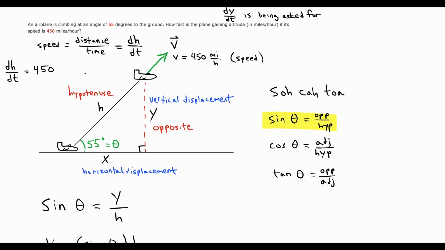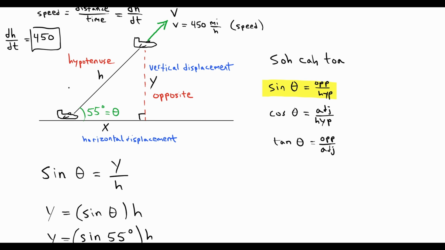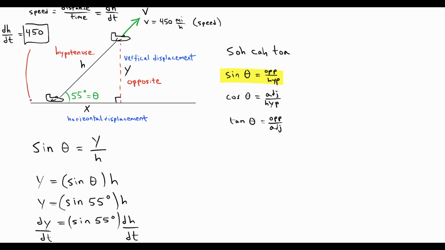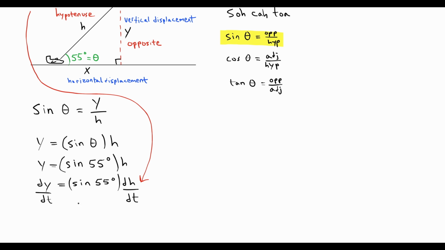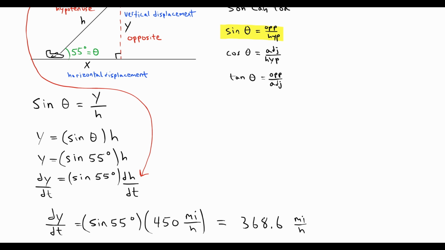We could now plug in the dh/dt that we were given. So I'll plug that right in here. We could now find dy/dt. I get 368.6 miles per hour. And that would be like a vertical velocity or a vertical speed in the upward direction.